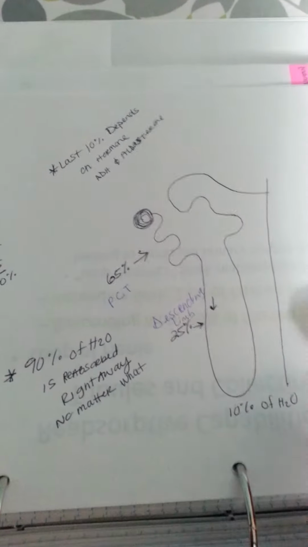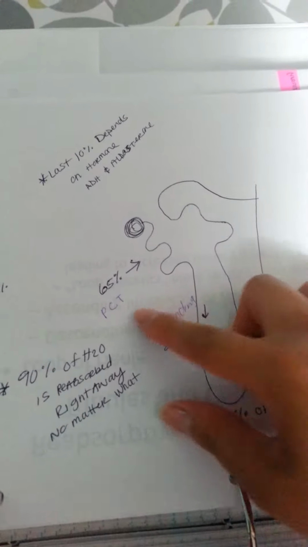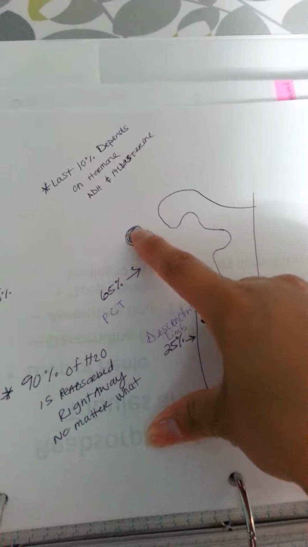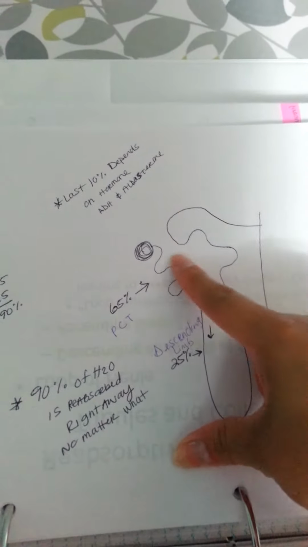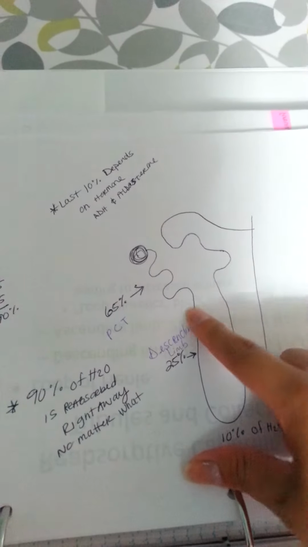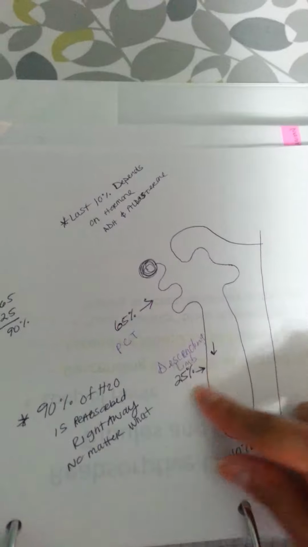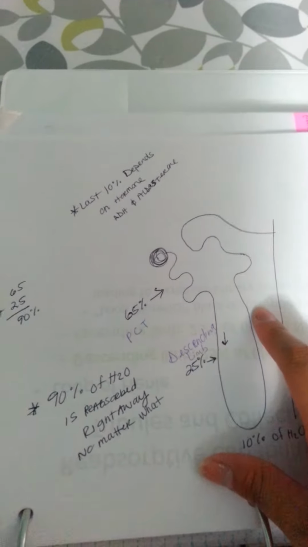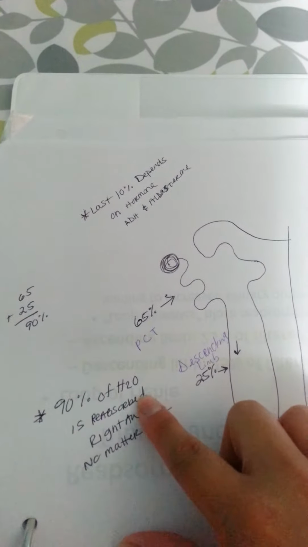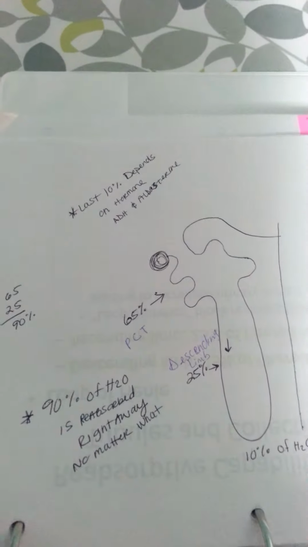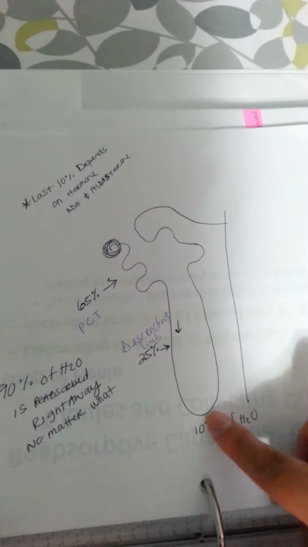Now let me draw you a diagram. Okay, so right here, this is the PCT, and the descending limb right here. So PCT, once it leaves the glomerulus up here, water is reabsorbed 65% of the time right here, and then once it reaches the descending limb of the loop of Henle right here, 25% is also reabsorbed. Now if you take 65 plus 25, that equals 90, so 90% of H2O is reabsorbed right away no matter what. Now we get 10% of H2O down here.